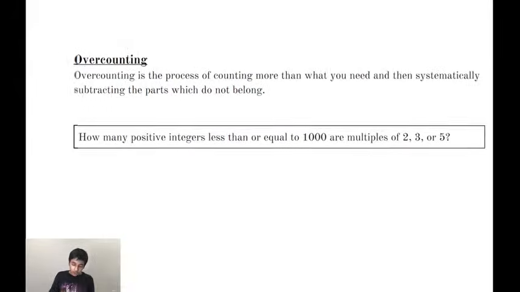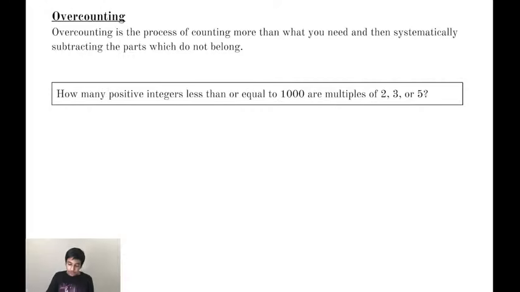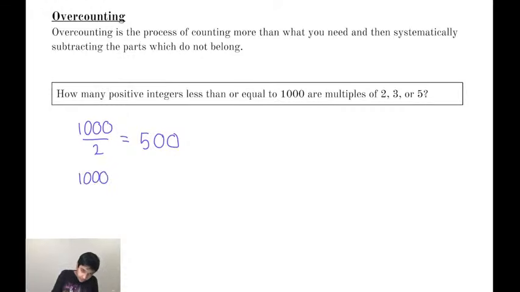Now let's take a look at overcounting, the process of counting more than what you need, and then systematically removing the parts that do not belong. How many positive integers less than 1,000 are multiples of 2, 3, or 5? Okay, so firstly, how many multiples of 2 are there? There are 1,000 divided by 2 equal to 500 multiples of 2. There are 1,000 divided by 3 equal to 333 multiples of 3. There are 1,000 divided by 5 equal to 200 multiples of 5.